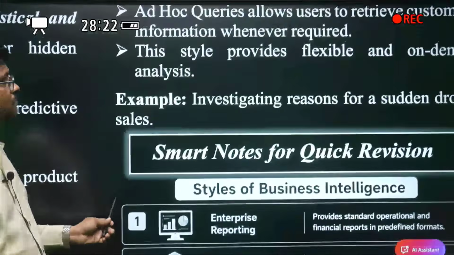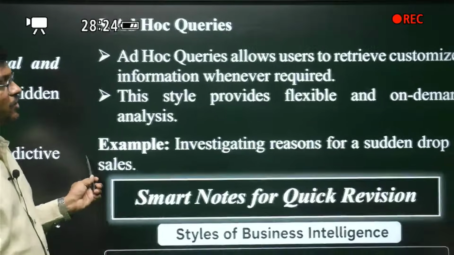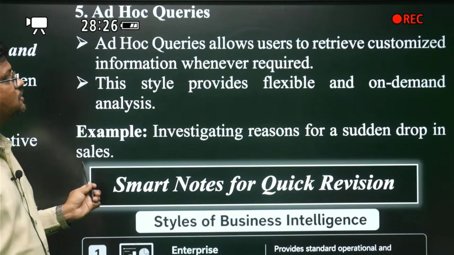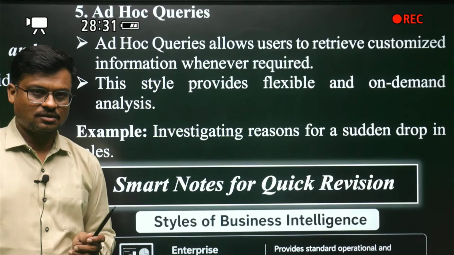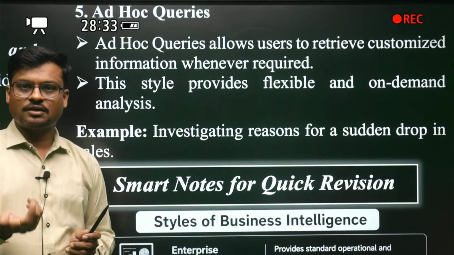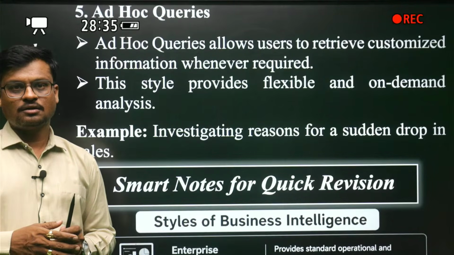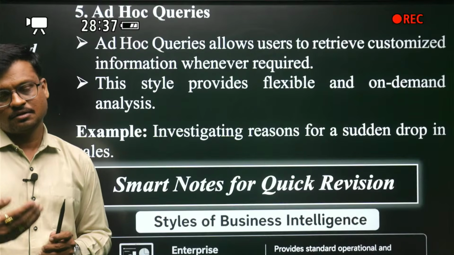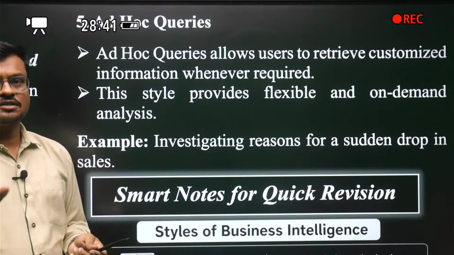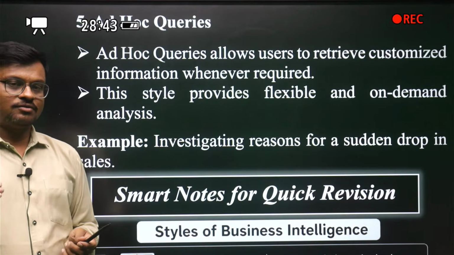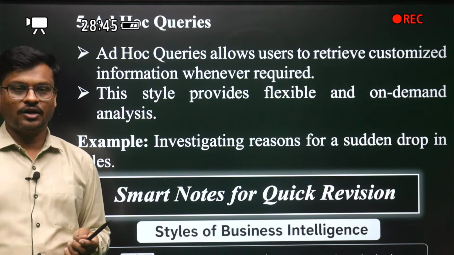Okay. The last one is ad hoc queries. Ad hoc queries are customized information given to the particular person. The particular person who is asking for a customized report, that can be sent to that particular person or to the particular department. Ad hoc queries is simply request and response category, right? You have to send a request and you'll get a response accordingly.